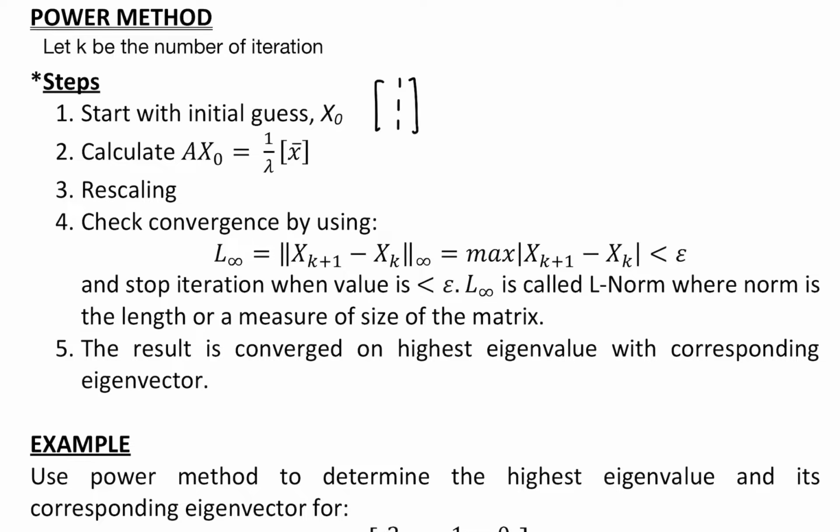Next, our second step, we calculate Ax0. In this case, our x bar would be our eigenvector, and our lambda here would be our eigenvalue. Finding the eigenvalue, as mentioned in the previous video, is the entry with the largest absolute value.